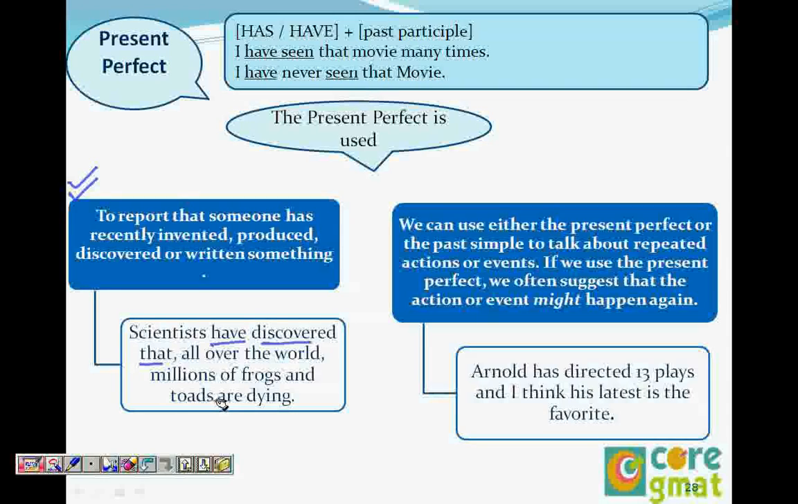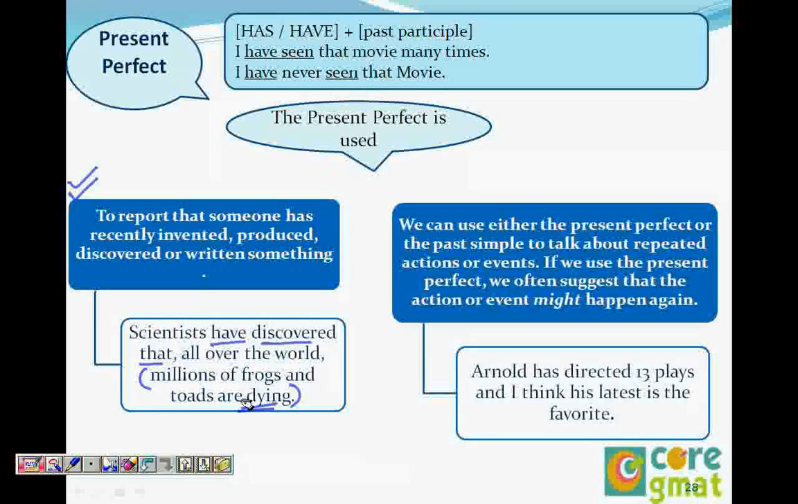Scientists have discovered that all over the world millions of frogs and toads are dying. We've used "have discovered" mainly because it's an ongoing thing and you've just done it. We saw that it says millions of frogs and toads are dying. The second portion is in the present tense, so of course you will use the first portion in the present perfect tense. You cannot use the past simple.